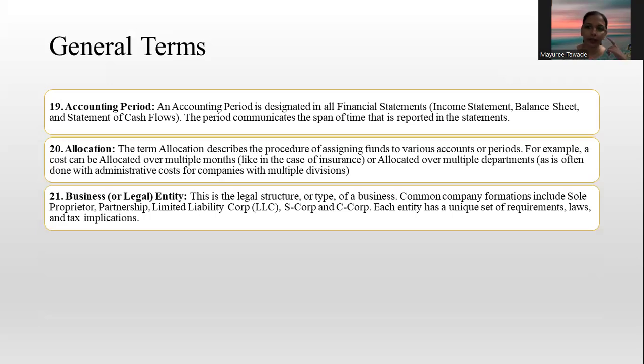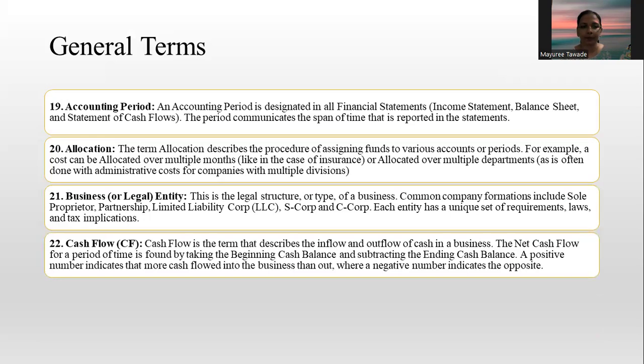So business or legal entity, if we say this is the legal structure or type of business, common formations like sole proprietor, partnership or LLP, what we have already seen in the previous slides.